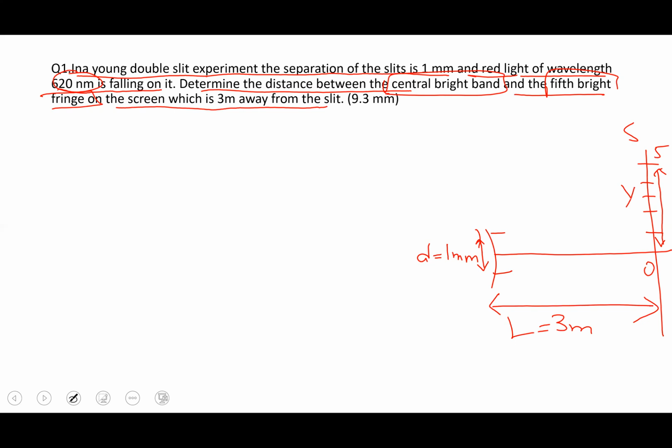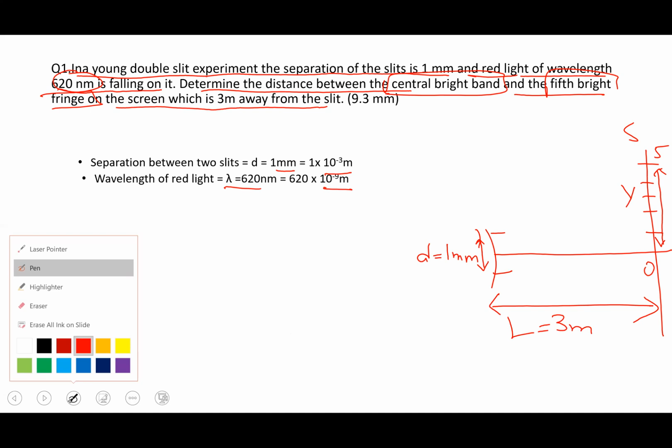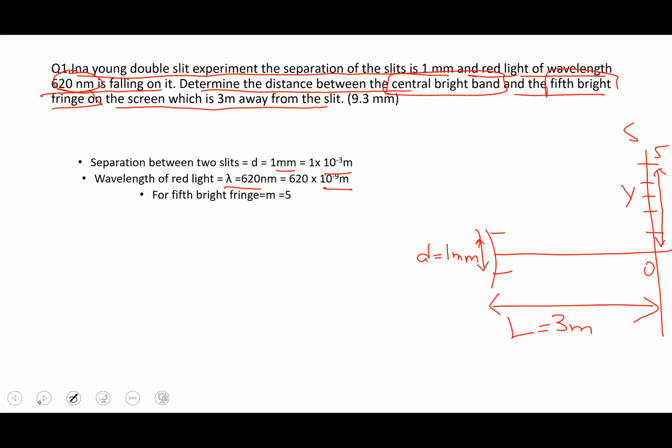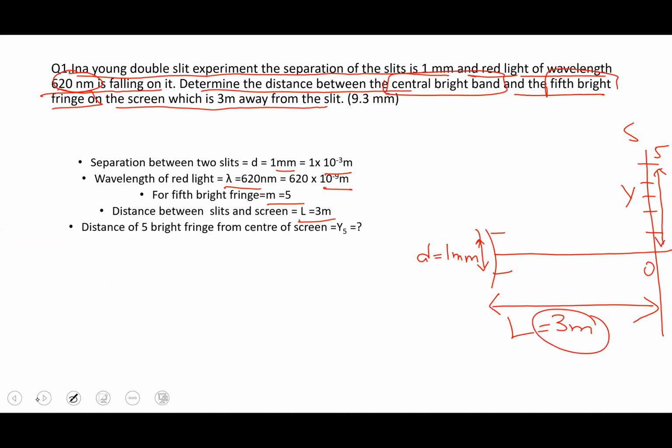So let us look at the data for this question. The separation between the two slits is 1 millimeter, so we convert the millimeter into 10 to the power minus 3 meters. The wavelength of red light is lambda, which is 620 nanometers, or we can say 620 into 10 to the power minus 9 meters. For the fifth fringe, we can say n or m is equal to 5, because this is the fifth fringe he's talking about. Distance between the slit and the screen is L, which is 3 meters. Distance of the fifth bright fringe from the center of the screen, we are calling it Y5.